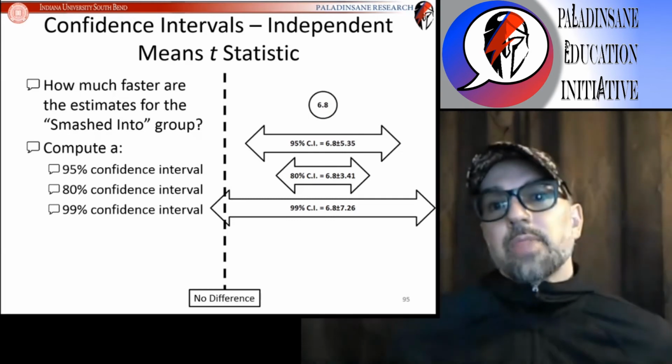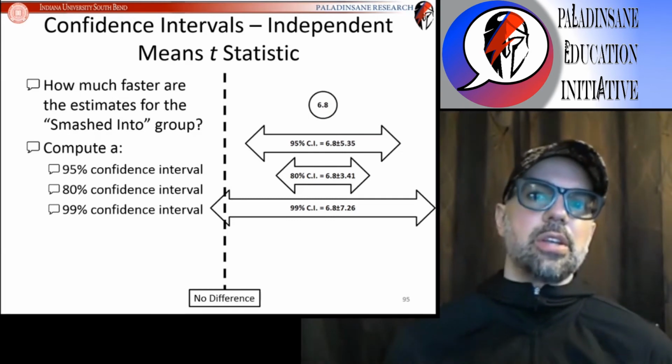So as you can see, a lot of light can be shed in a real world situation using these confidence intervals.